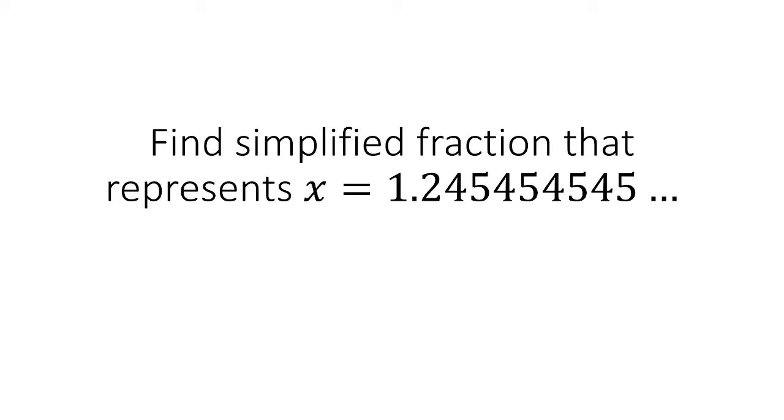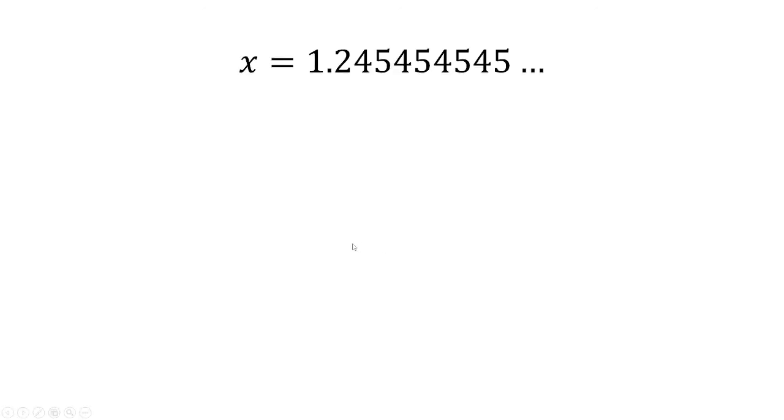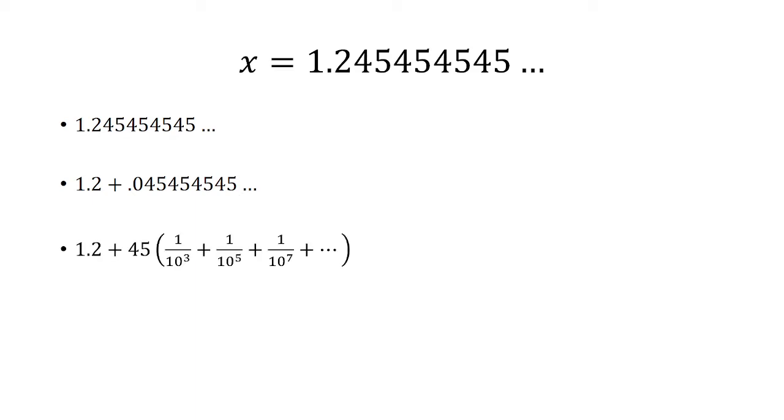We want to find a simplified fraction that represents x equals 1.24545 repeating. So I'm going to break this up as 1.2 plus 0.04545 repeating. And the idea here is to have the repeating part by itself and everything else separately. Because now from the repeating part I can factor out a 45, because that's being repeated every time.